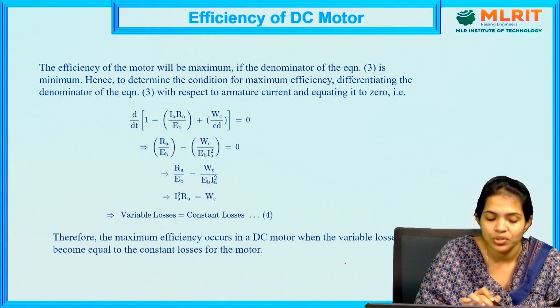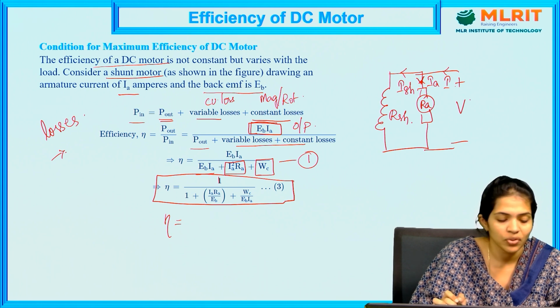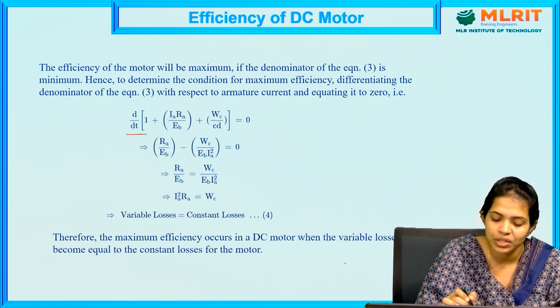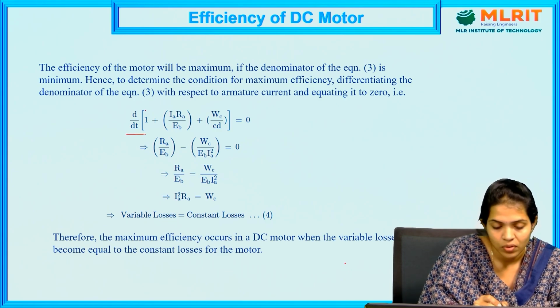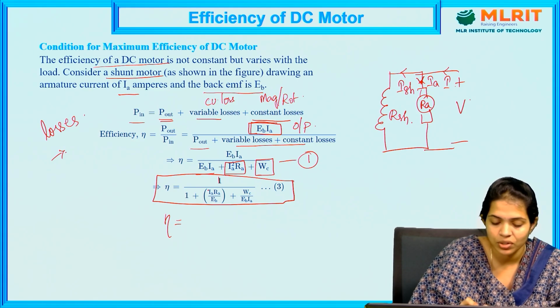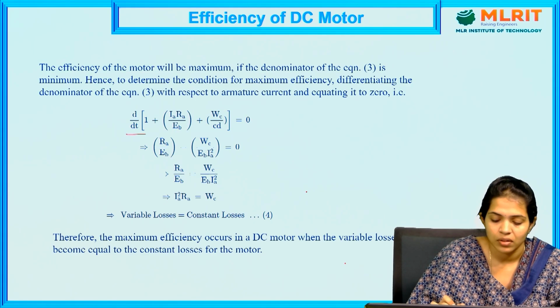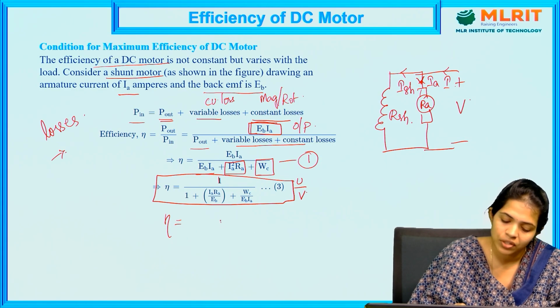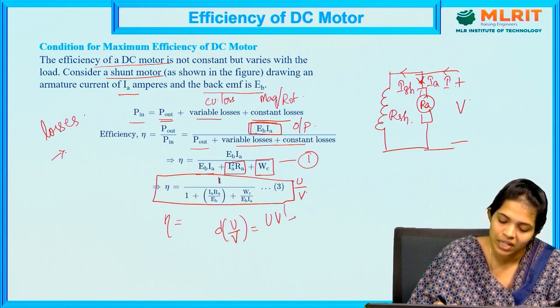When we differentiate this particular equation 3 with respect to time, we get the condition for attaining the maximum efficiency. Upon differentiating this equation, this is in the form of u by v. From u by v, we know that differentiation of u by v can be written as u into v dash minus v into u dash divided by v square, which is equated to 0.